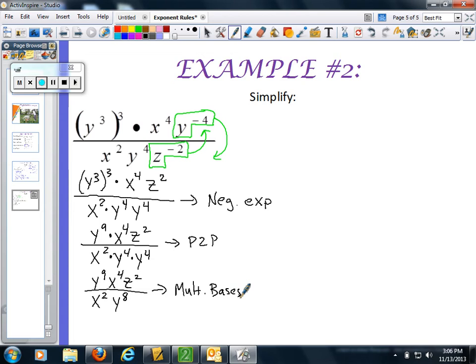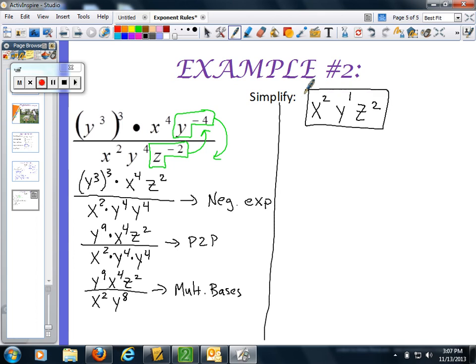Okay. Now I'm going to go ahead and draw a line here. So now you have x to the 4th, x squared, y to the 9th, y to the 8th. At this point we're going to use the dividing bases rule. So x to the 4th and x squared you're going to subtract. So that's x to the 4 minus 2, which is 2. 9 minus 8 is 1. And then the z squared is by itself. And that gives me my answer.